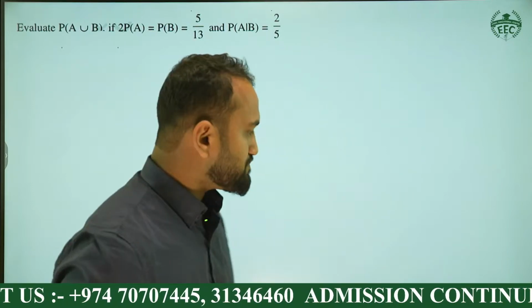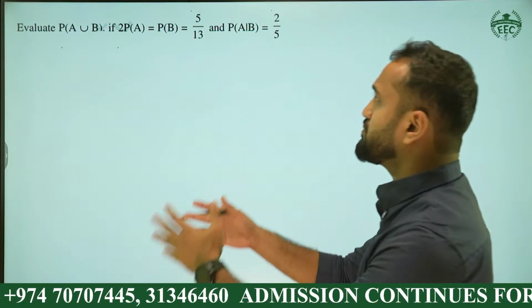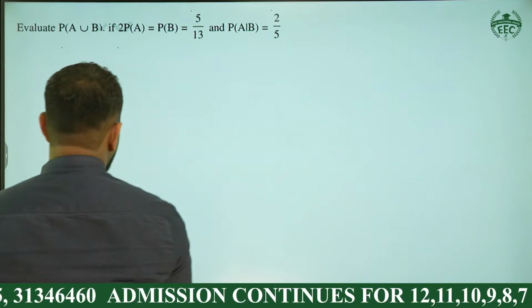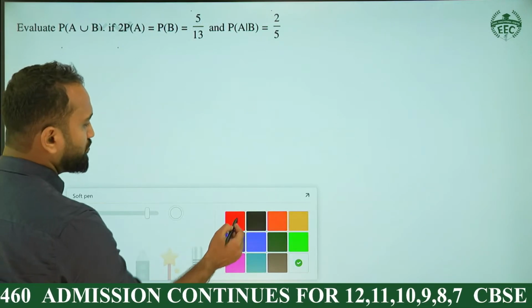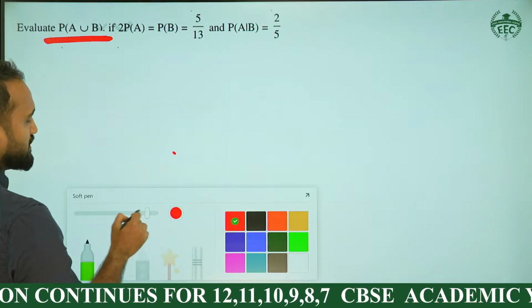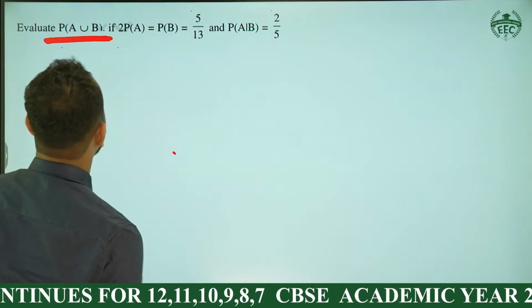Okay, let us see. Question number 1, a question from conditional probability. So what is the question? You are supposed to evaluate the value of P of A union B. P of A union B is what is being asked here.